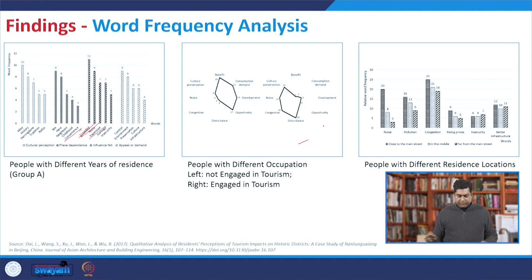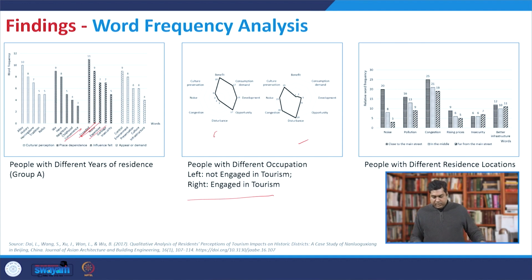Now, the second graph is where people with different occupations mention their feelings. This one is for the people who are not engaged in tourism, and on the right side are those engaged in tourism. Obviously, here you can see the clarity: people who don't engage in tourism see certain development opportunities, etc. So there is some sort of heterogeneity.